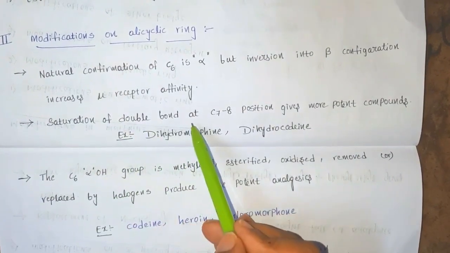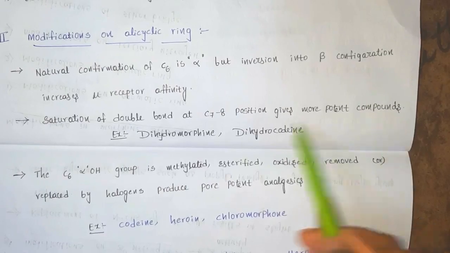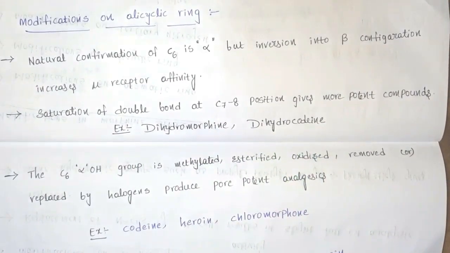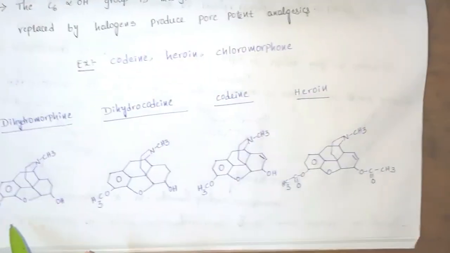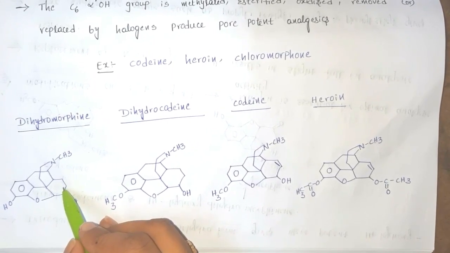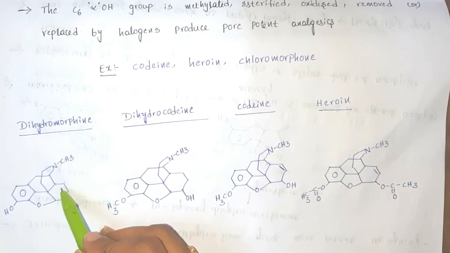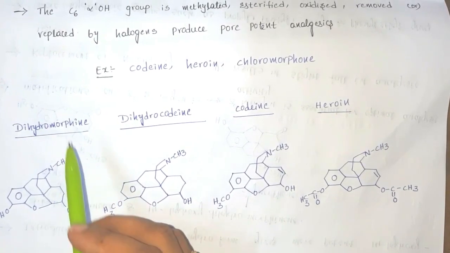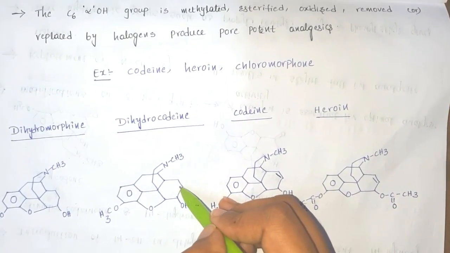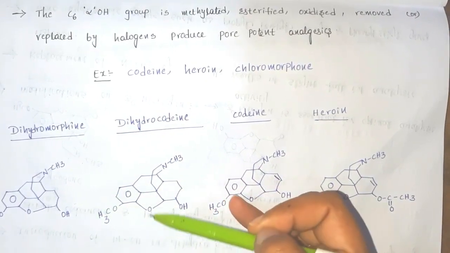Saturation of the double bond at the 7,8 position gives more potent compounds, that is dihydromorphine and dihydrocodeine. This is the structure of dihydromorphine. With the 7,8 double bond, it is called morphine. Elimination of the 7,8 double bond in morphine gives dihydromorphine. Elimination of the 7,8 double bond in codeine gives dihydrocodeine.